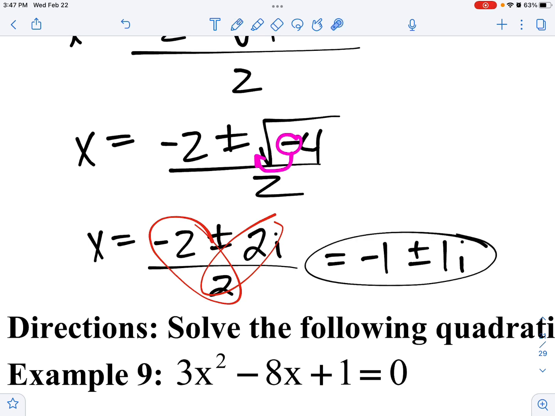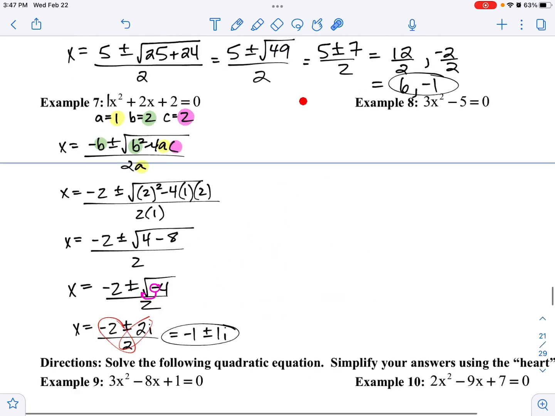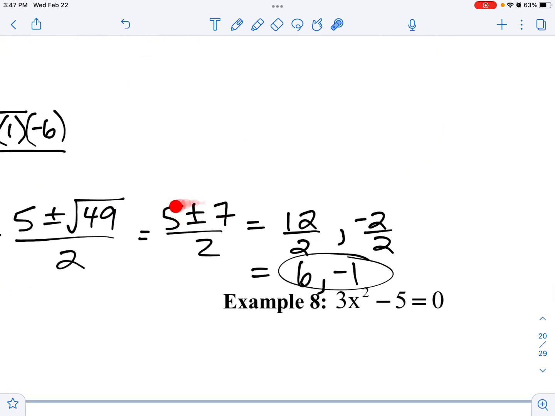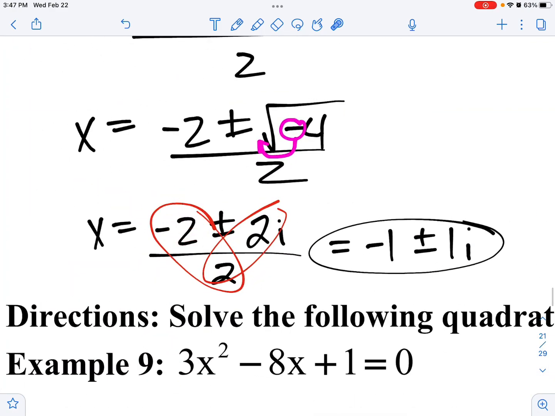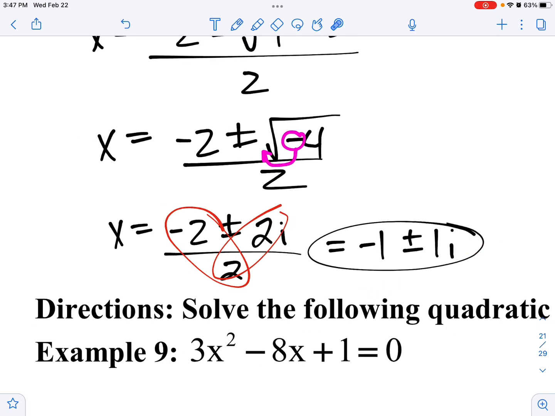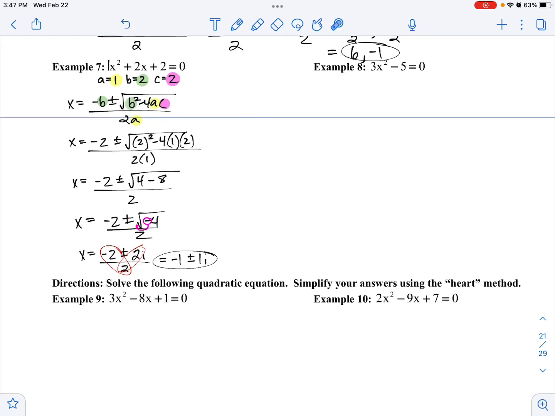Why can I not combine those like I did in the first problem? In this case, these were both whole numbers. That was a 5 and that was a 7, so I am actually allowed to add those together. In this case, this is a -2 and this is a 2i. Those are different because of the i, so you actually cannot combine those together. So just reduce it and leave it like that.